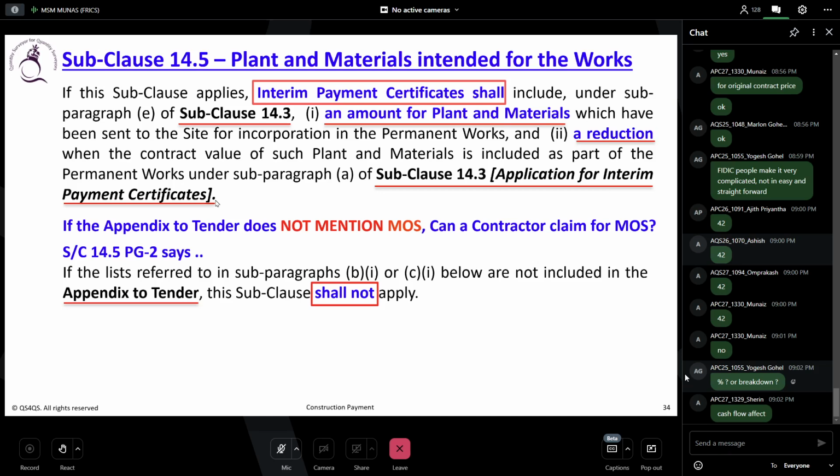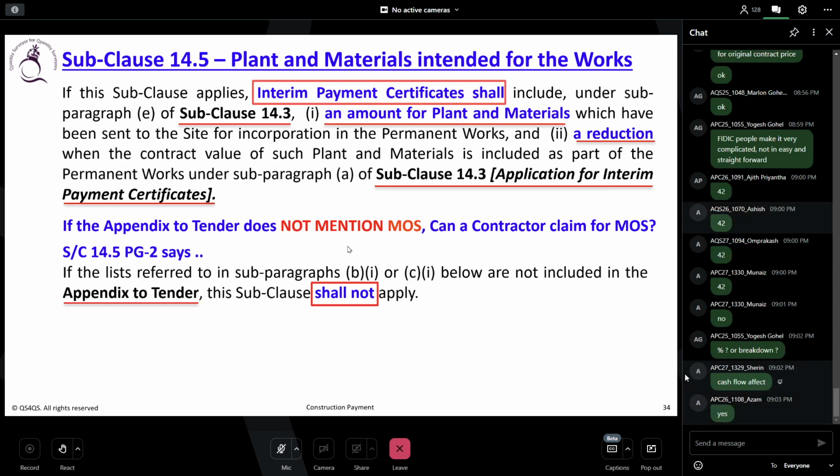So yes, if the appendix to tender does not mention the material on site, can the contractor claim? No. Why? Now let us understand. Subclause 14.5 is there in your contract. In the particular conditions of contract, you didn't say this subclause shall not apply. That means, can we enforce this subclause or not?